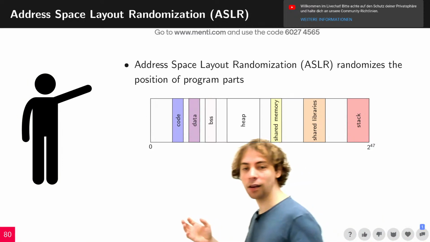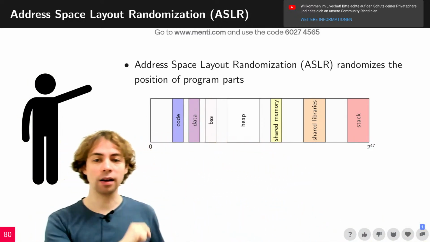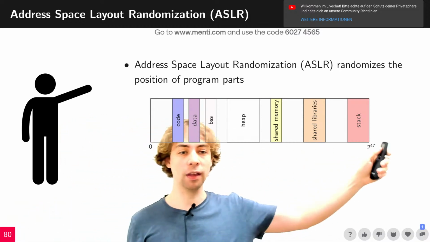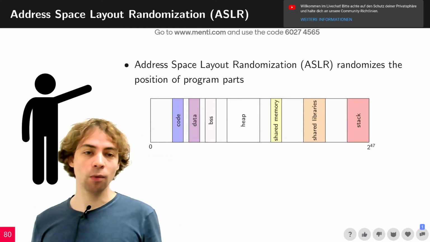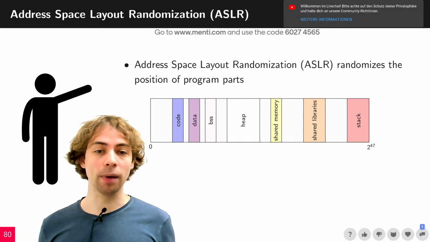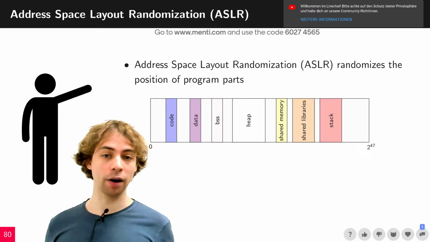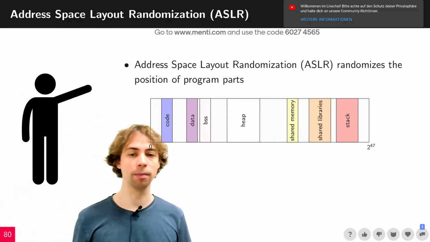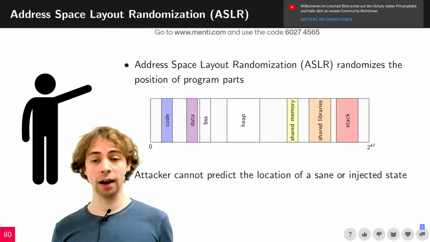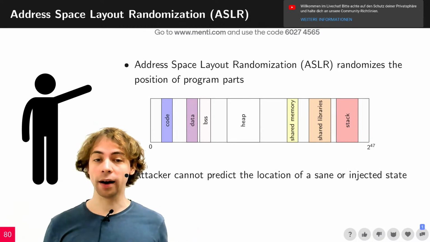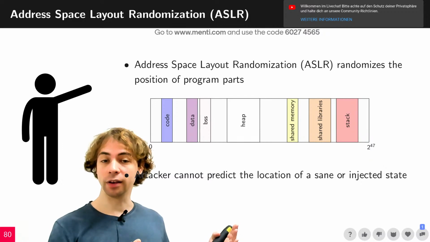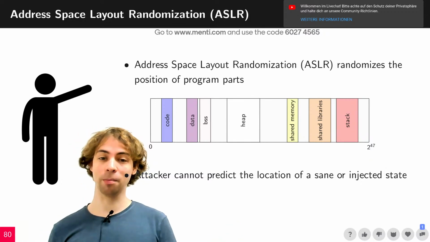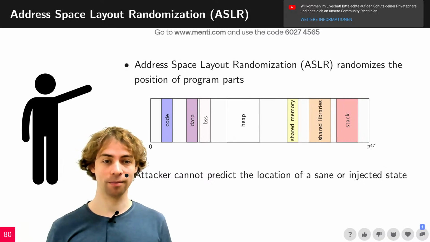So if you take a look at the memory layout that you might know from operating systems, with code, data and everything here, then what ASLR does is it randomizes the position of the program parts. So they would be at different offsets. Every time you run the program, a different offset. And that means the attacker cannot predict where the location of a function is and cannot jump to a sane or injected state.